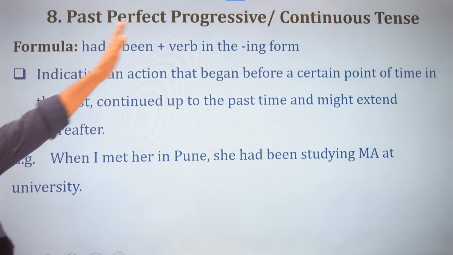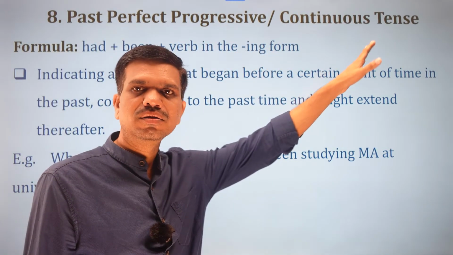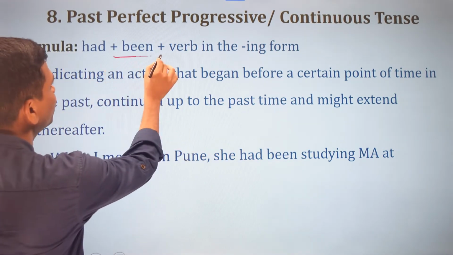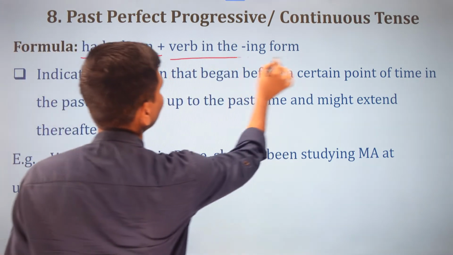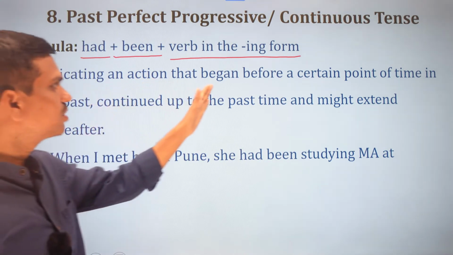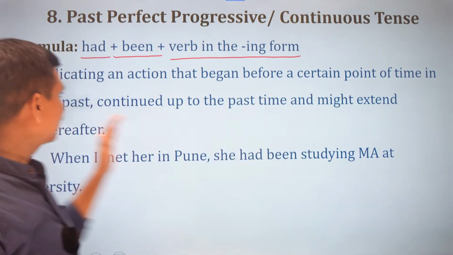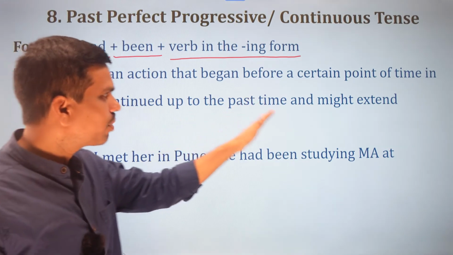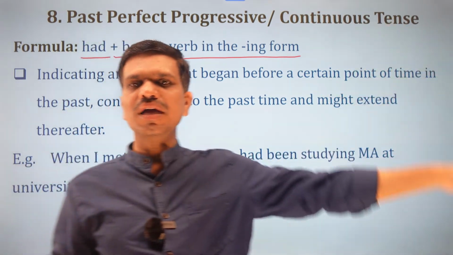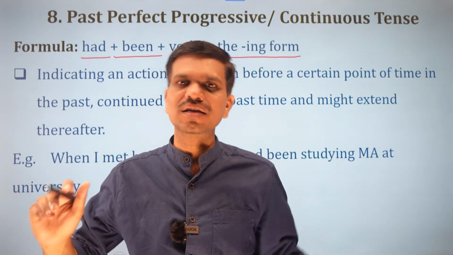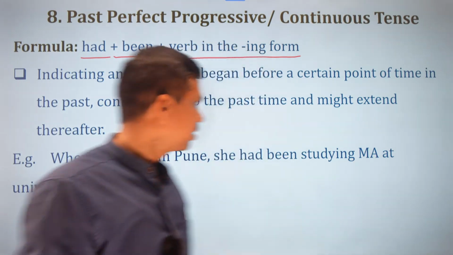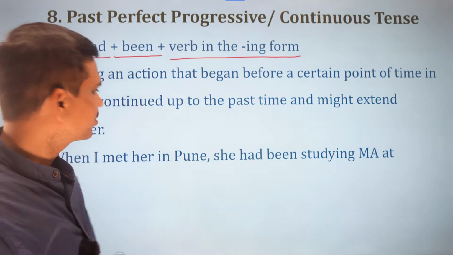Next we have past perfect progressive or past perfect continuous tense. The very simple formula here, you have to attach been to had and verb in the ing form. Now where this tense is used, indicating an action that began before a certain point of time in the past, continued up to the past time and might extend thereafter. Now an action has already begun in the past, it is continued in the past, and it may again continue in the near past. There this progressive or continuous tense is used.